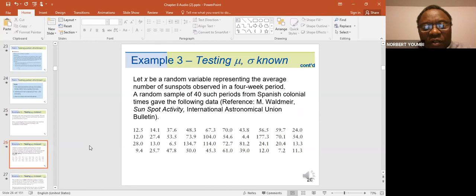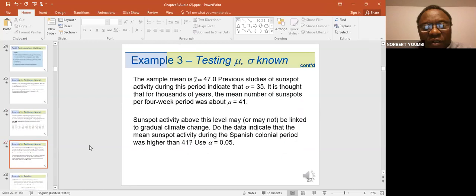We have the data here. We can enter the data into our calculator as we did in chapter 7, or we can use the statistics. We also have the statistics, and at this point, we are going to use the statistics. The sample mean, which is a statistic, is 47, and the population standard deviation is sigma equals 35.